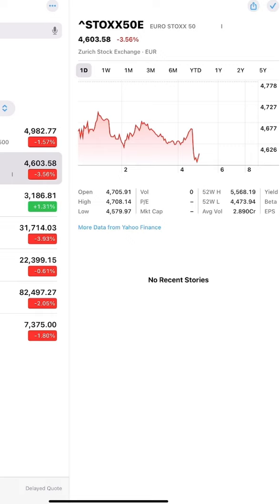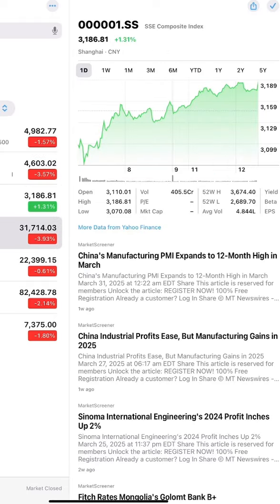And the trend in the European market is not different. It is much more bearish than what we have seen in the US market. The market has plummeted 3.55%. That is a clear bearish movement we are seeing in the European market.